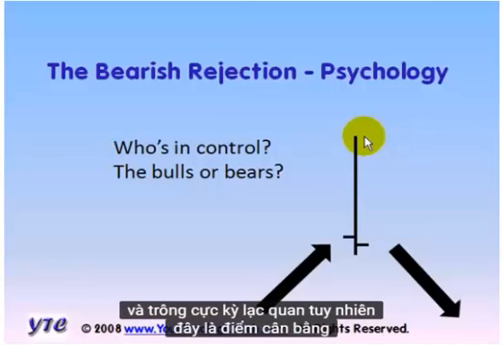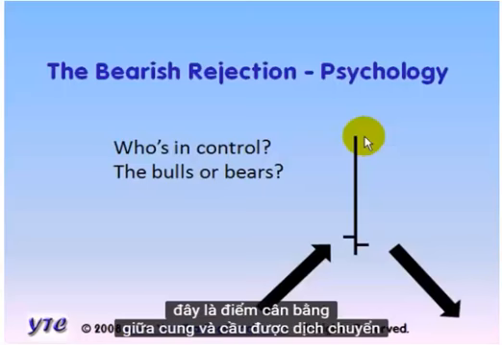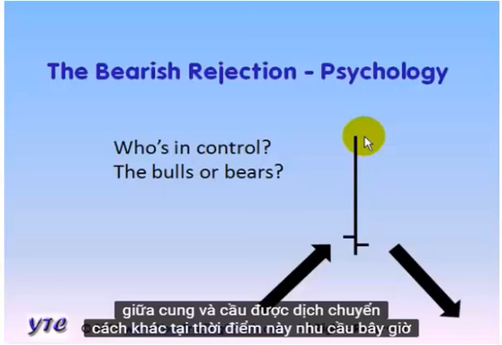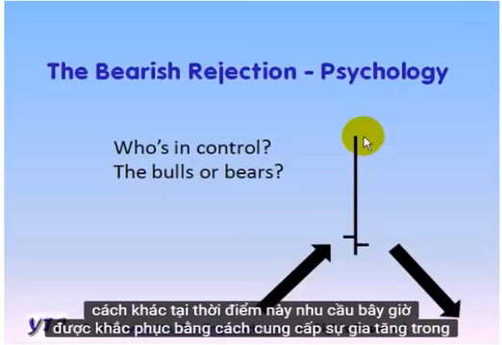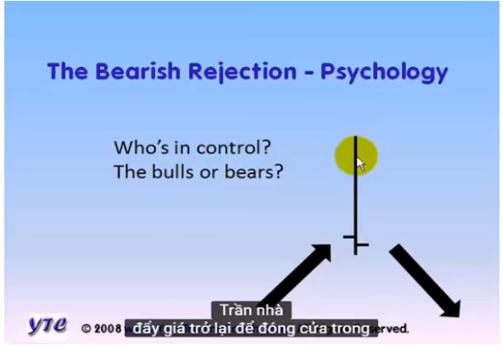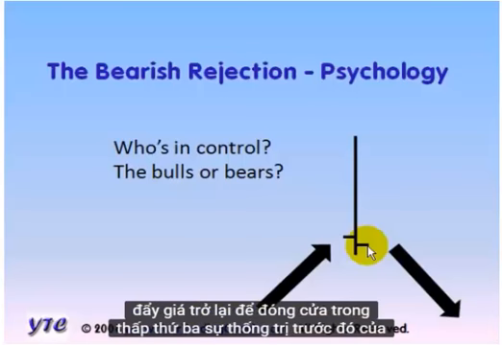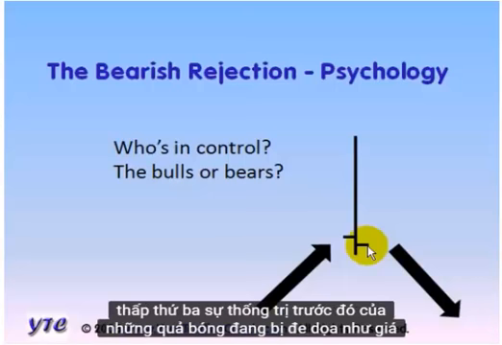However, this is the point where the balance between supply and demand is shifted the other way. At this point, demand has now been overcome by supply. The increase in selling pushes price back down to close in the lower third. The previous dominance of the bulls is looking threatened.